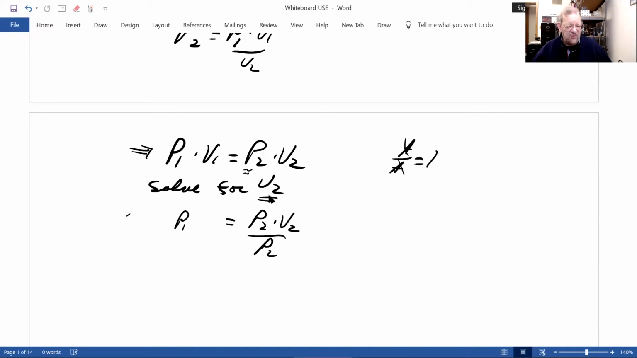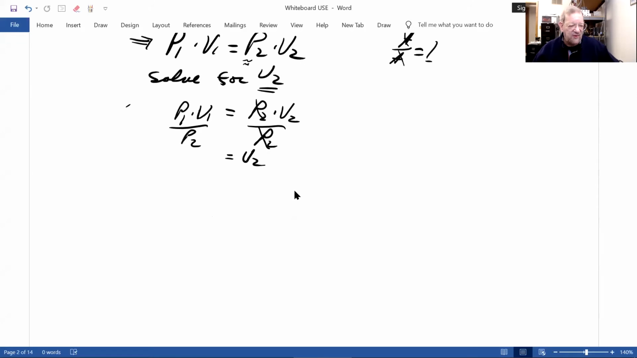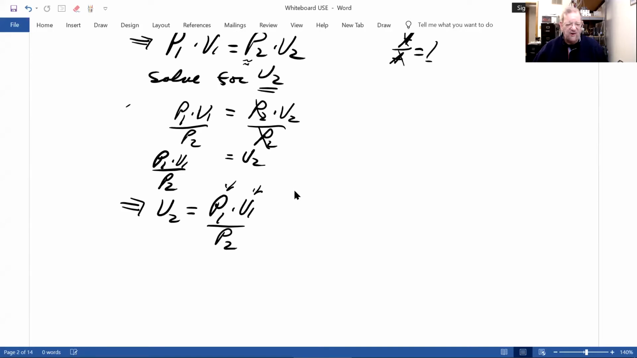However, whatever you do on one side, you have to do on the other. And P2 divided by P2 equals number one, and one times anything is that thing, in this case V2. And on this side we have P1 times V1 over P2. Now you don't have to do this, but Dr. White does. Good habits I don't break. This is a good habit for me. And now to solve for V2, all I have to do is put in the numbers for P1, V1, and P2. And let's go back.